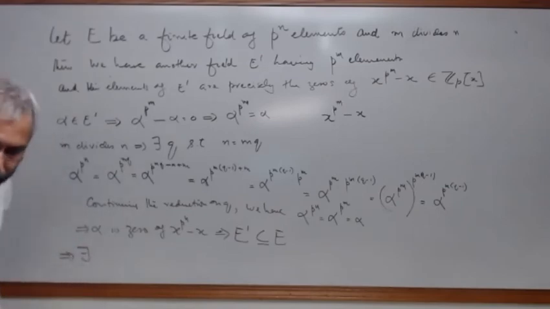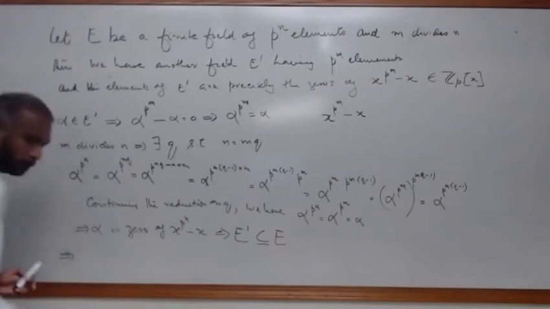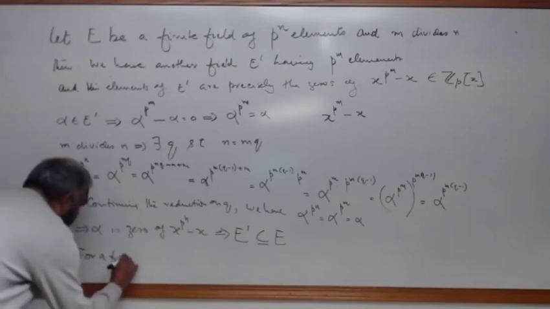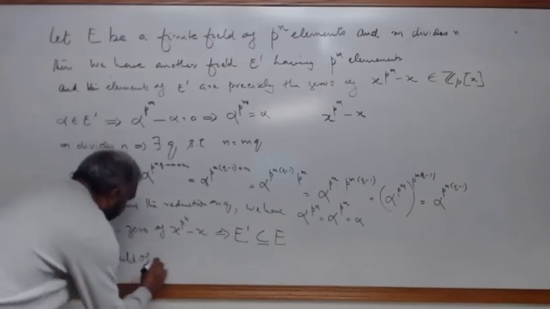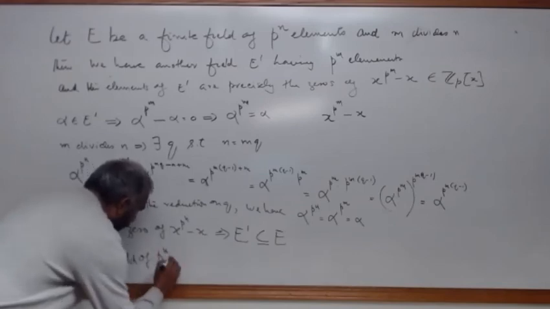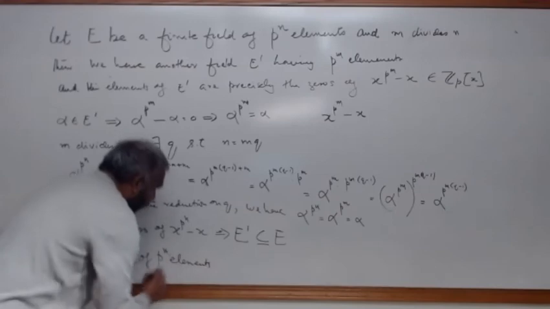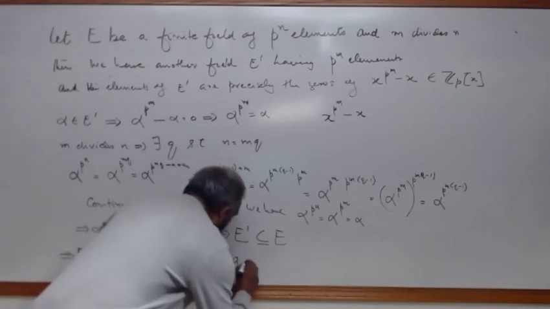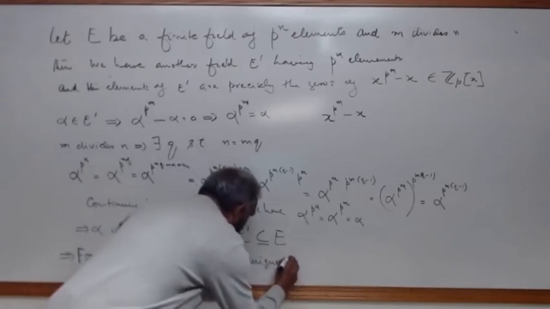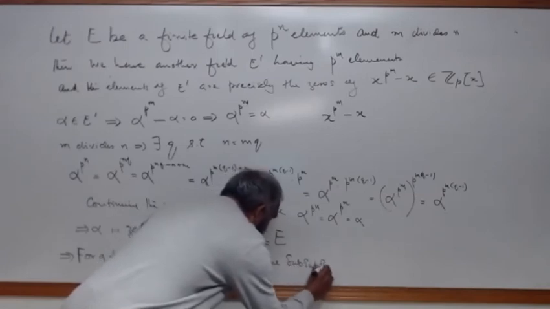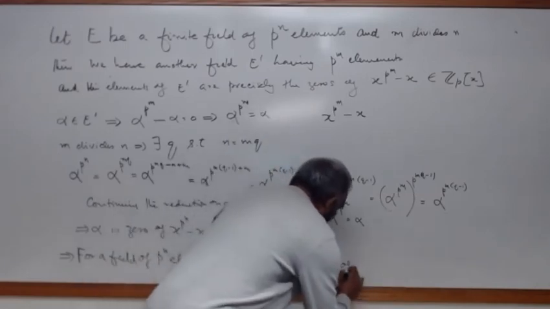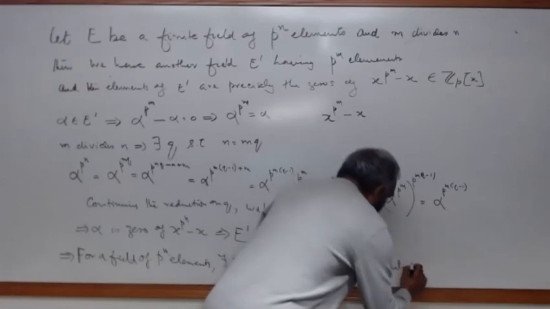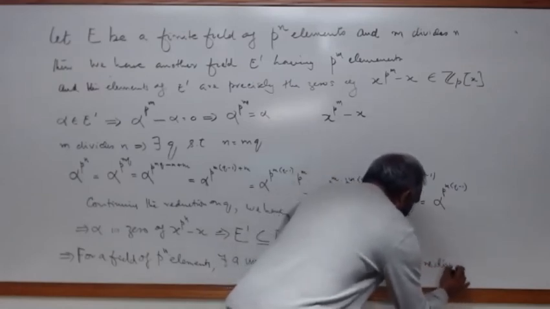So this implies for a field of p to the power of n elements, there exists a unique subfield of p to the power of m elements if m divides n.